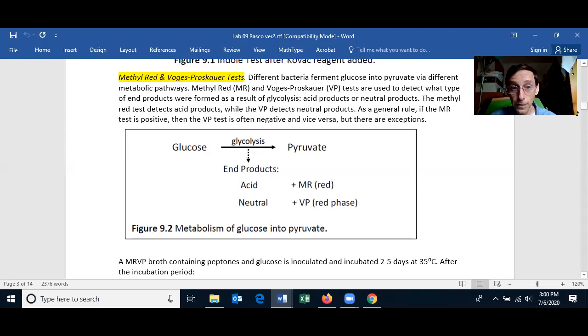Okay, so you're looking at the fermentation of mainly glucose, and if that glucose fermentation produces strong acids, you will be methyl red positive. And if it does not produce strong acids, meaning neutral products or some other products, then it'll be methyl red negative. Any question about that?